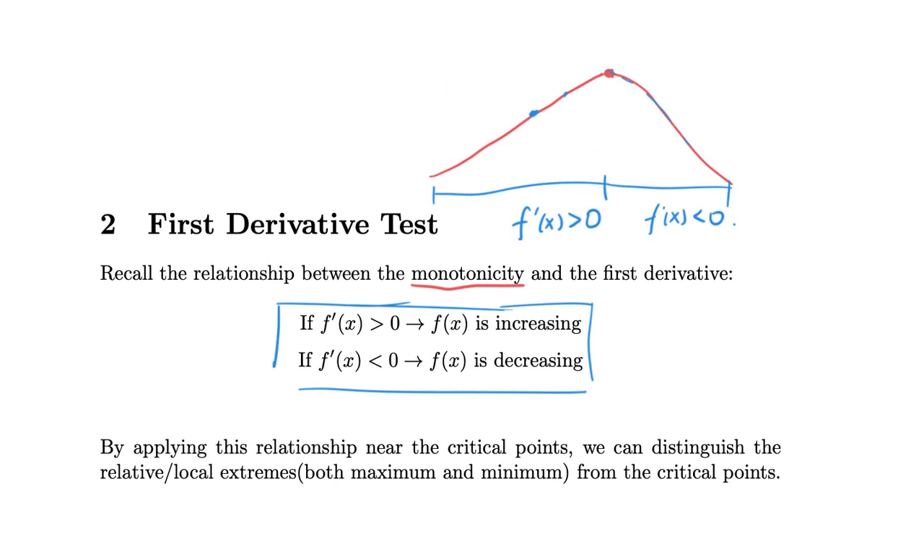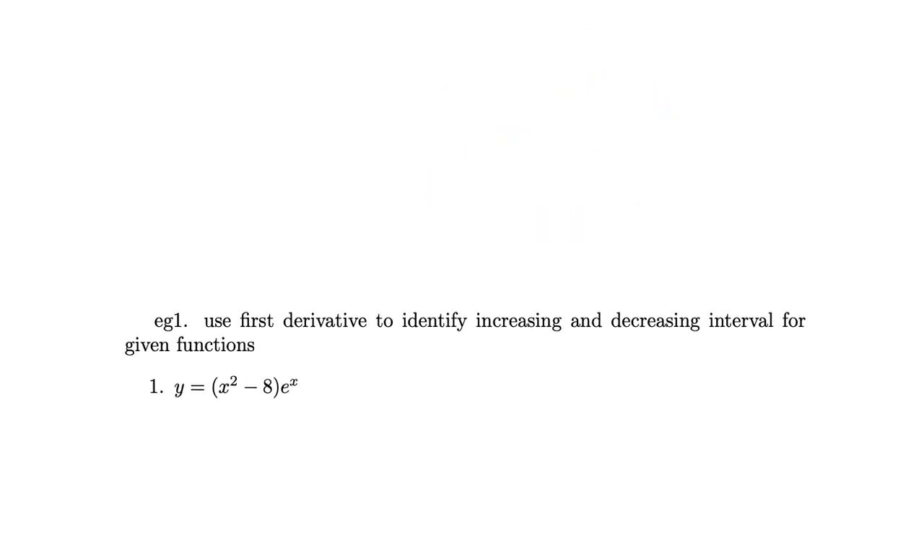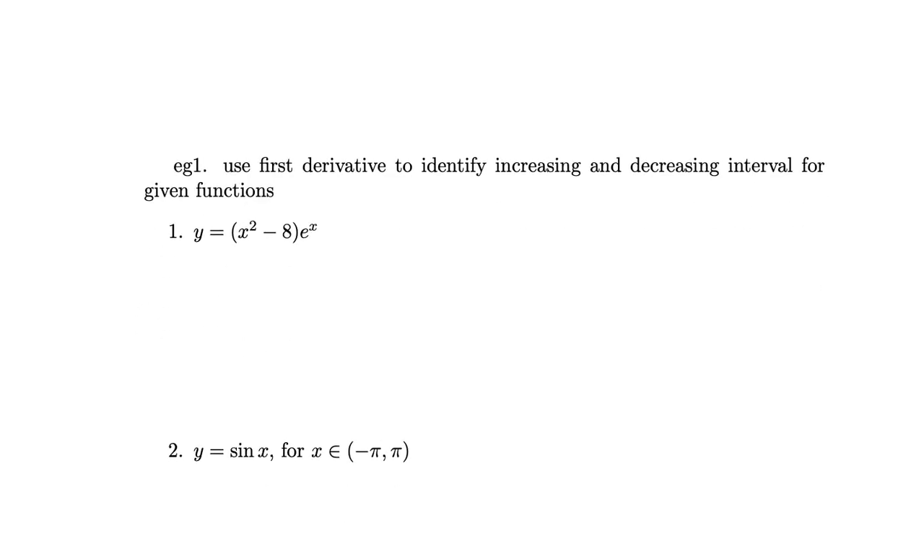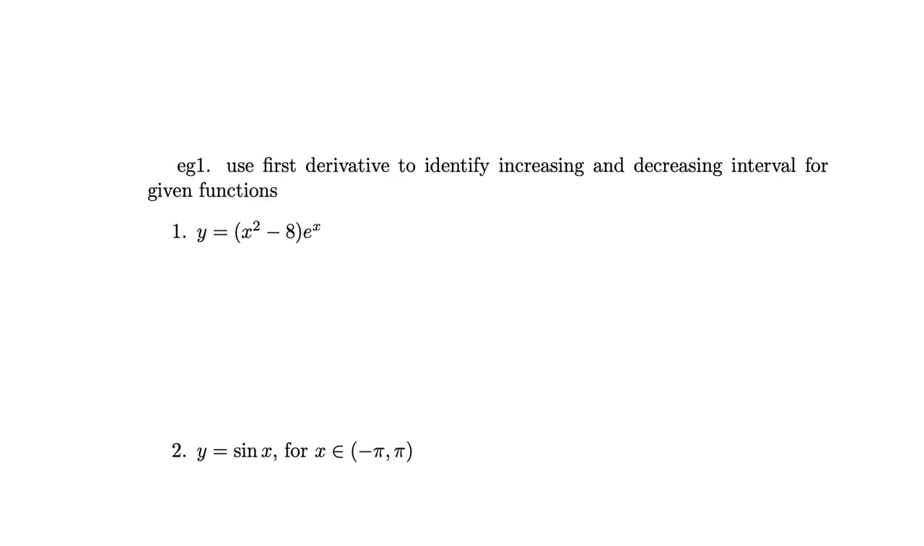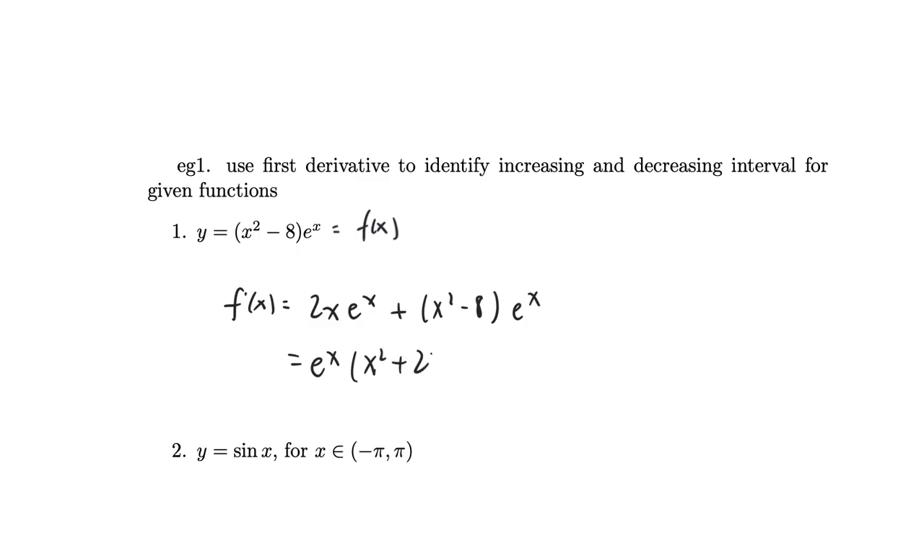Then we can use this to determine places in a function that are increasing or decreasing. So we're first going to go and practice this. So for example, here we can define this to be f of x, and we can take its derivative. So here we would have a product rule. And we can factor.